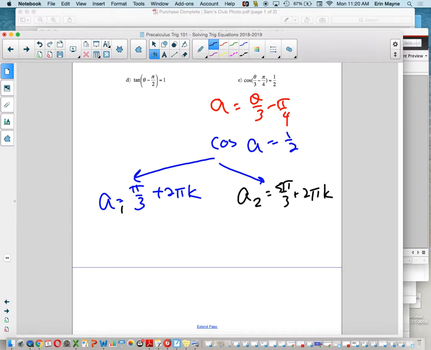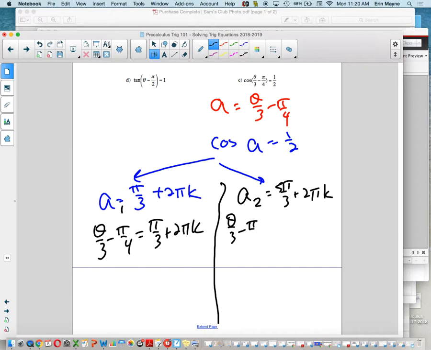Call A the junk inside, solve for A. Now what do we do? Substitute back in, right? Because what is A? Theta over 3 minus pi over 4. And then I want to put a line there just so we don't get confused. I've got 2 things that I'm going to solve here.